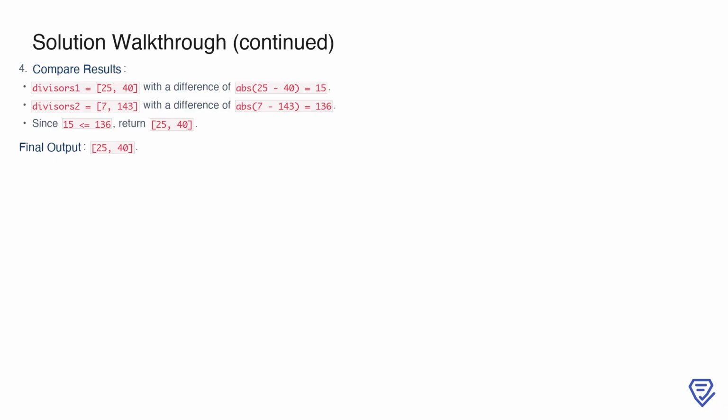For 1000, the divisors 25, 40 have an absolute difference of 15, while for 1001, the divisors 7, 143 have a difference of 136. Since 25, 40 has the smaller difference, we select it as our result. Therefore, for number equals 999, the closest divisors are 25, 40.